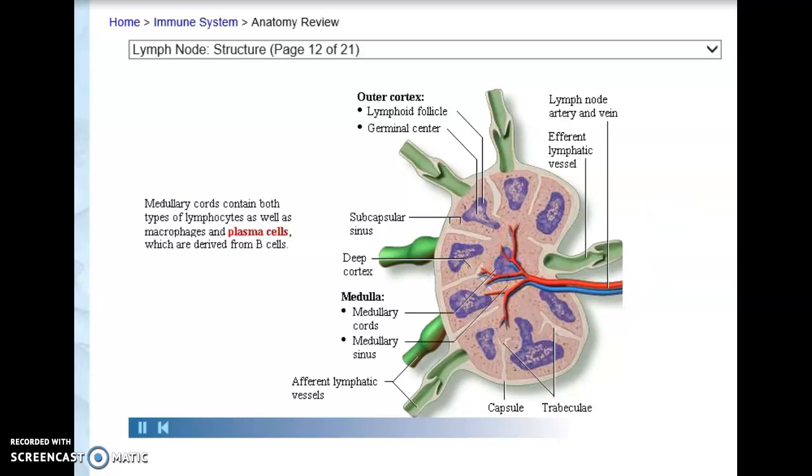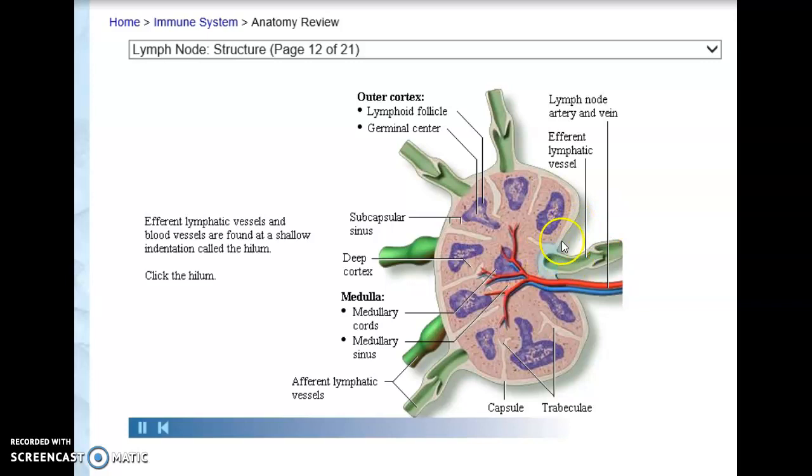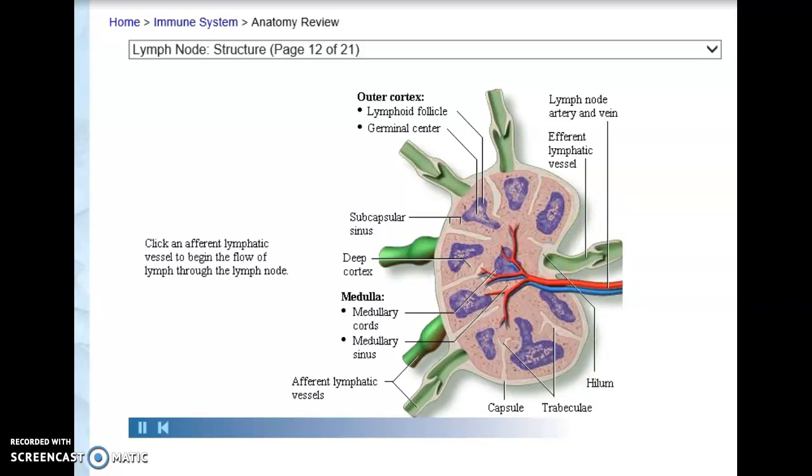Medullary cords contain both types of lymphocytes, as well as macrophages and plasma cells, which are derived from B cells and are antibody-producing factories. Click the medulla. Efferent lymphatic vessels and blood vessels are found at a shallow indentation called the hilum. Click the hilum. Click an afferent lymphatic vessel to begin the flow of lymph through the lymph node. Click an afferent lymphatic to repeat this animation.